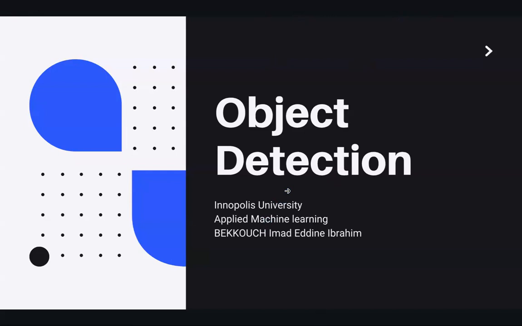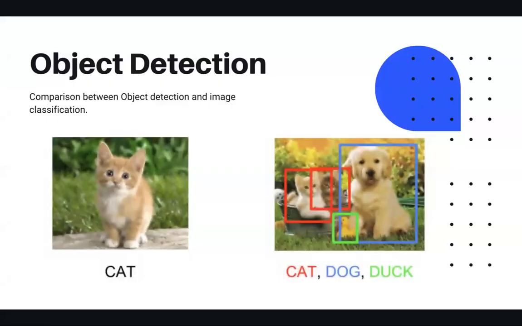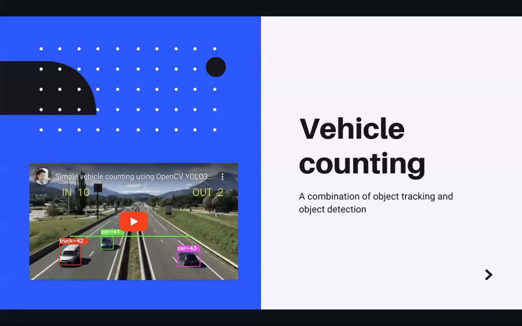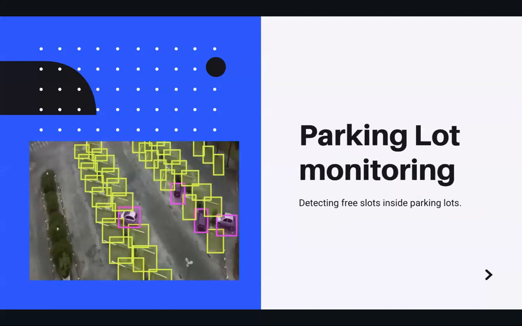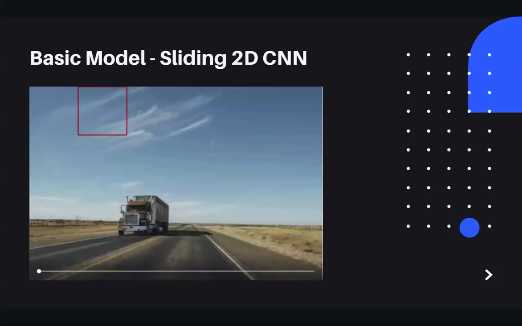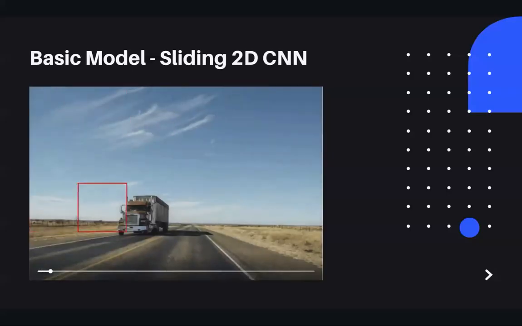So let's get started. Last week we started speaking about object detection in general. We spoke about what object detection is. Is it classification? Is it a regression? We spoke about the applications of object detection, things like vehicle counting, facial recognition or facial detection mainly, parking lot monitoring, and application to smart cities. Vehicle counting was the application to smart cities.